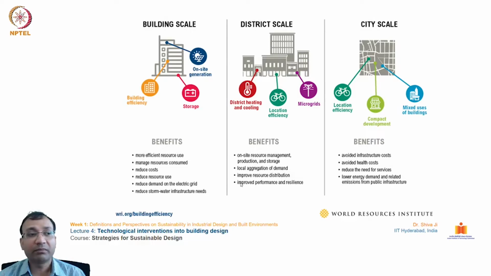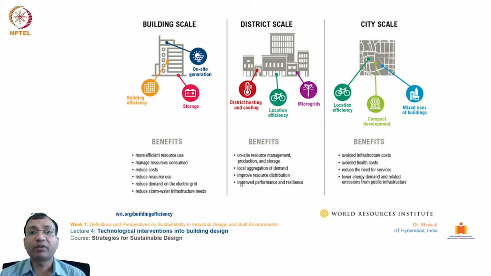Okay, so what could be the benefit? The common ones are listed over here. The most efficient resource use, managing resources consumed, reduced costs for energy and other resources, reduced resource use of course, and reduced demand on the electricity grid, because taking power from the electricity grid exerts a lot of impact and pressure on the overall system, because that power has to be generated somewhere and transported to your place. In the transportation itself, a huge percentage of that power gets lost. It depends on the distance, but there is always a certain percentage of power which gets lost in the transmission.